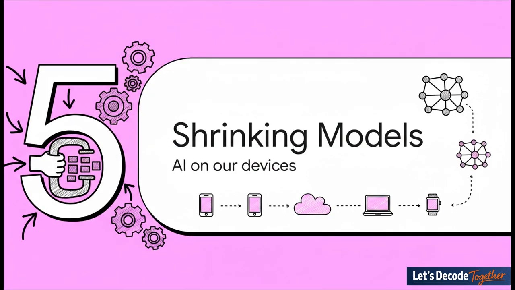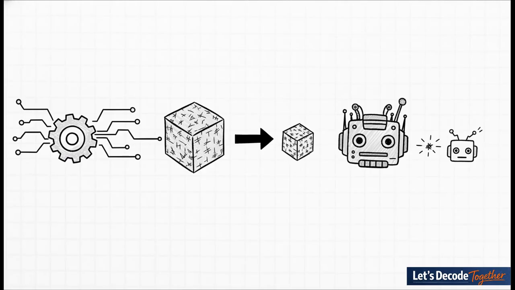Section 5, Shrinking Massive Models. How on earth do we fit this AI on our everyday devices? We all know these models are absolute behemoths, but we still want them running smoothly on the phone in our pocket, right? Well, engineers use some incredibly clever techniques to do more with less. Take parameter sharing, for example. This reuses the exact same small group of weights to scan across an entire image. Then there's quantization, which literally shrinks the precision of the numbers to save massive amounts of space.